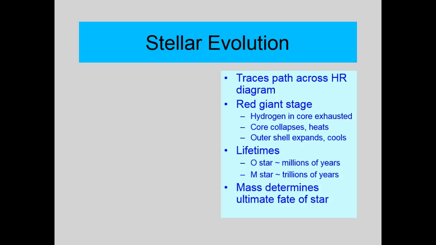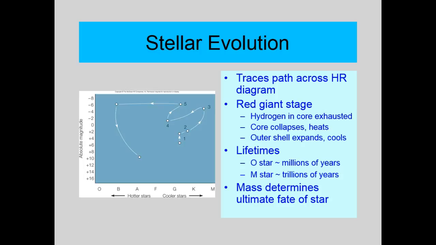Now, again, we mentioned this earlier, the O stars, those very hottest stars, will live for only millions of years. The M stars, the very coolest stars, will go for trillions of years. We're in between that. We're a G star and go for about 10 billion years. The mass determines the ultimate fate of the star. Not only does it determine how long it takes to get there, it determines what that fate is. And here are some explanations of that.